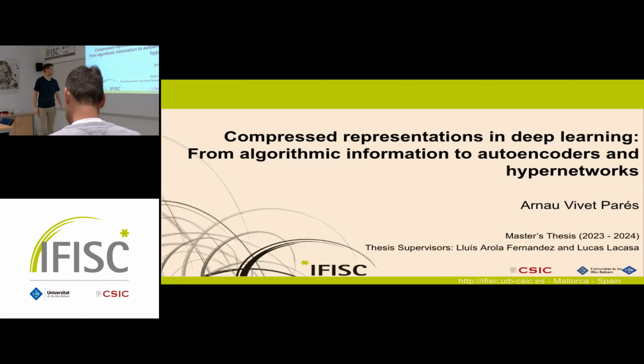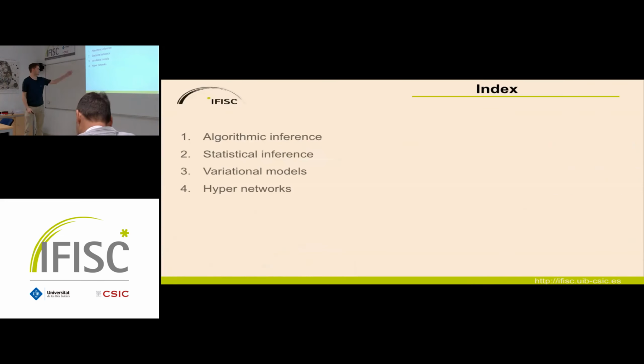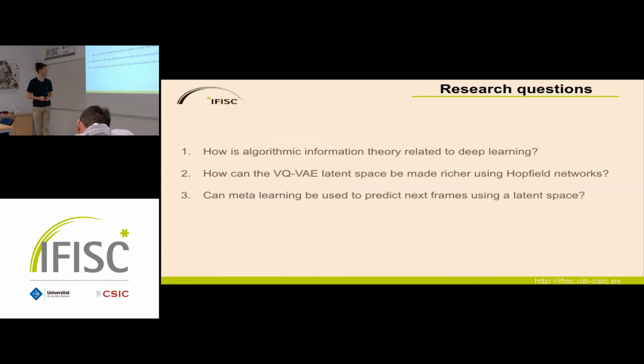Okay, so I'm going to present now complex representations in deep learning from algorithmic information to autoencoders and hypernetworks. Okay, so this is one that works. Okay, so I'm going to first go over algorithmic inference, then statistical inference, which I will see the connection, variational models, and finally hypernetworks. Okay, so first the research questions and a bit of motivation.